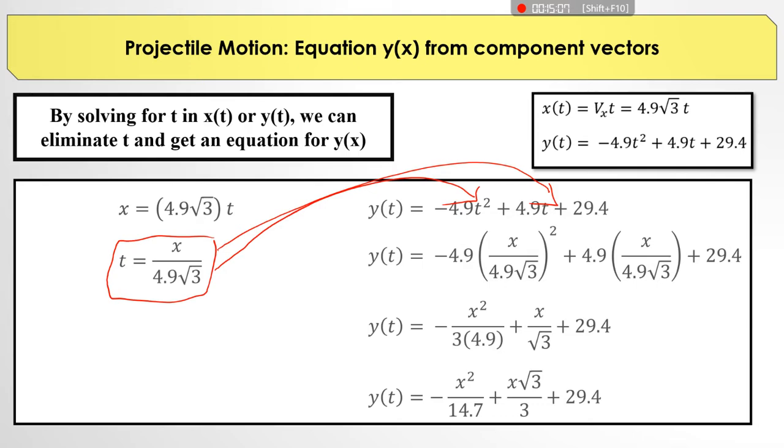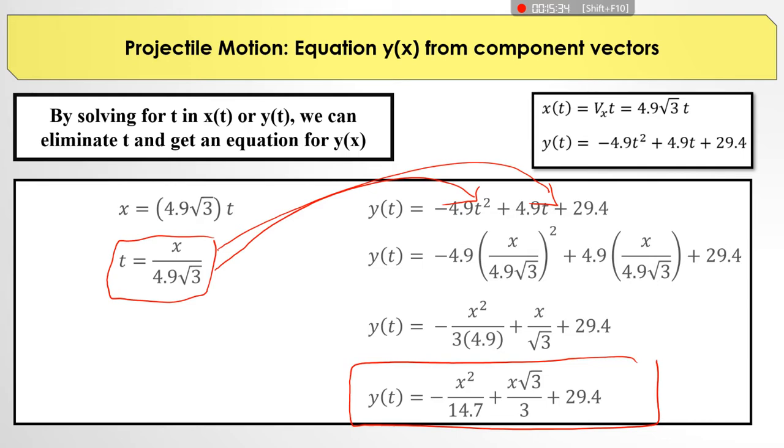Okay, Nikita, you okay? Yeah, wait. So after we got the time, what do we do with it though? Well, our goal, right, is to take that time and plug it in. That way we don't have any times left in our equation. So this equation is now y equals negative x squared over 14.7 plus x root 3 over 3 plus 29.4. So there's no times at all anymore.